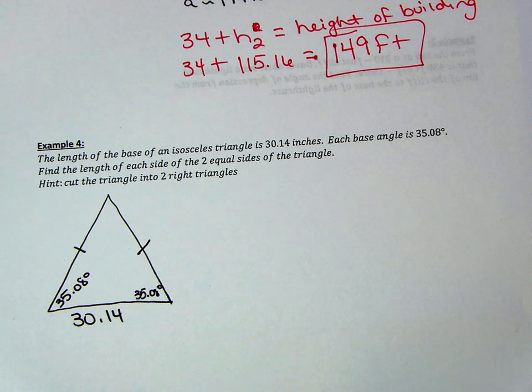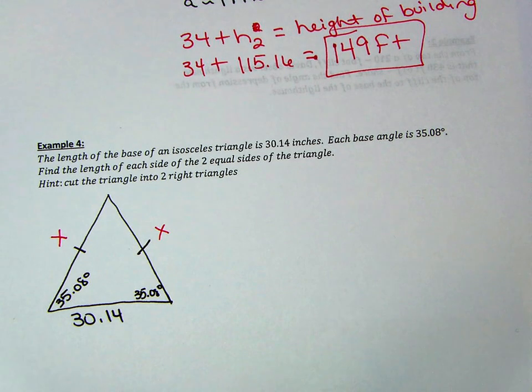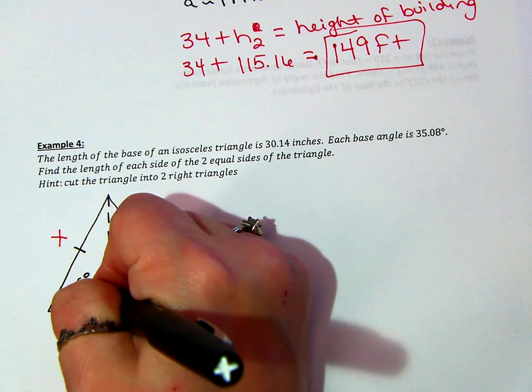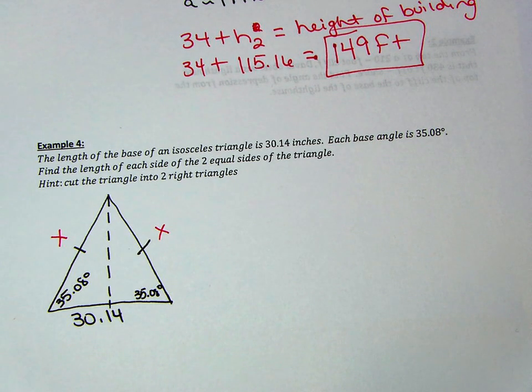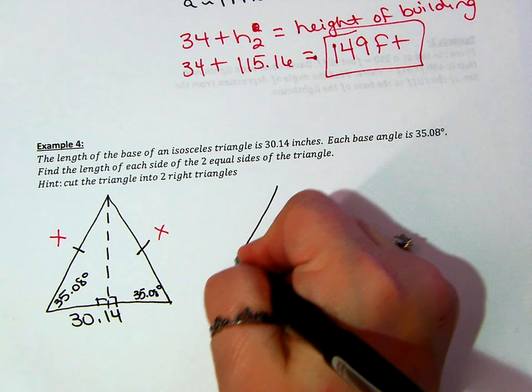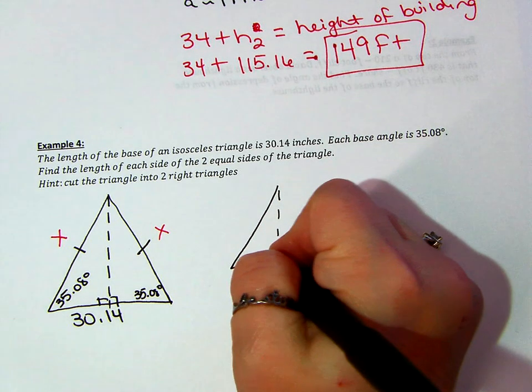So what we need to know is what this is and what this is. And they were even nice enough to give you a hint. It says cut the triangle into two right triangles, because this whole section is titled application problems or solving right triangles, but we don't have a right triangle, we have an isosceles. But if we drop a bisector down like this, then we just cut our isosceles triangle into two right triangles. So I'm going to do half of it over here, where this is our right triangle, this is 35.08 degrees.